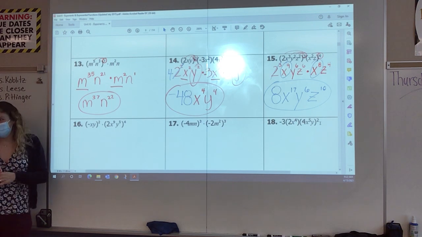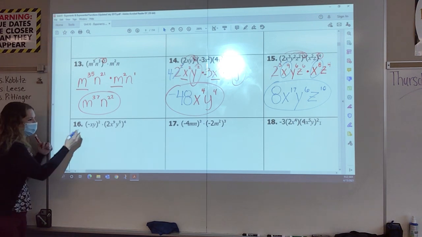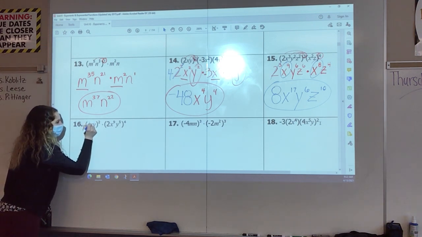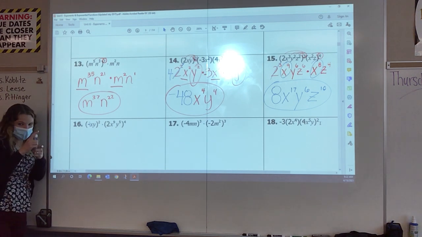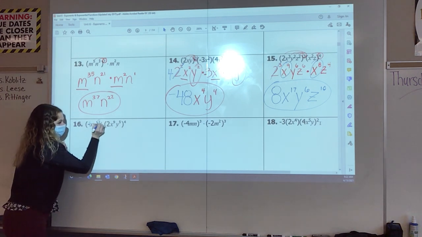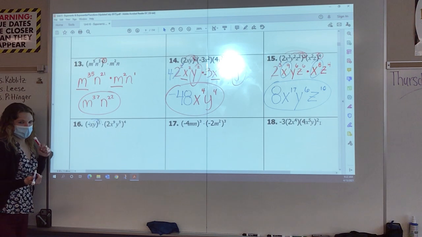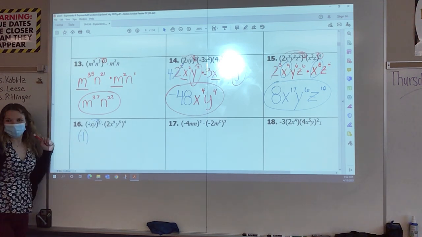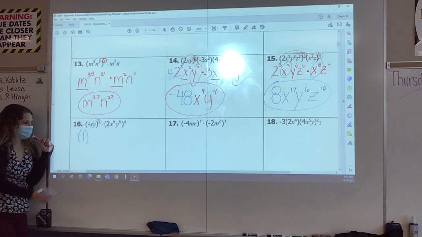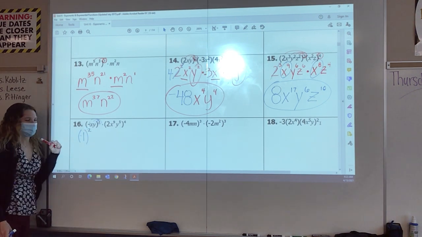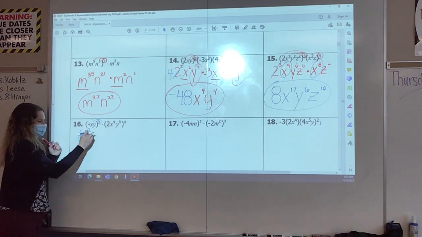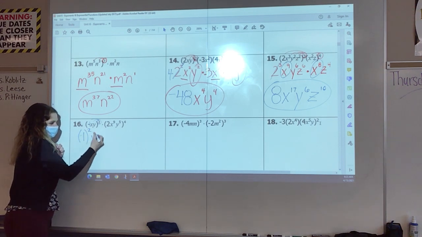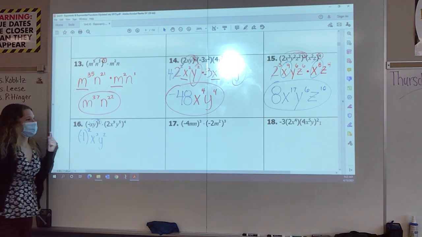16 is one that often confuses people because of this negative symbol right here. So I'm going to write in a negative 1. That's going to help me, because I have to apply that to 3 things. Whenever I have a negative base, I always put my parentheses around it. We'll square that guy. That's going to be an easy one. And then it'll be x squared, y squared.